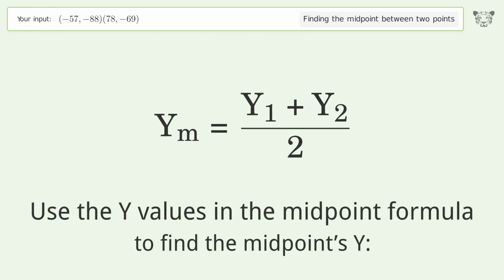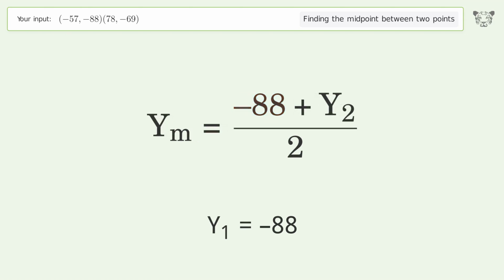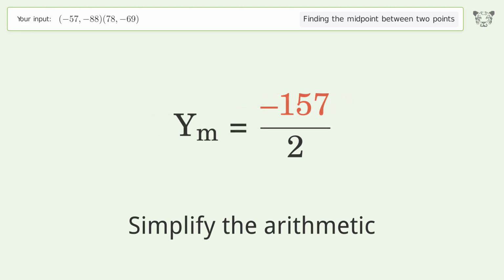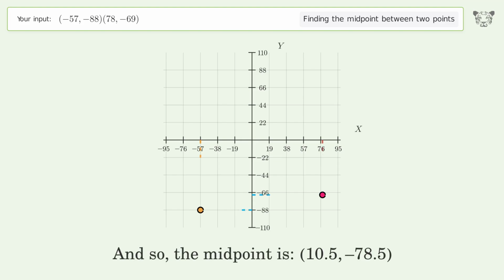Use the y values in the midpoint formula to find the midpoint's y. y1 equals negative 88. y2 equals negative 69. Simplify the arithmetic. And so, the midpoint is 10.5, negative 78.5.